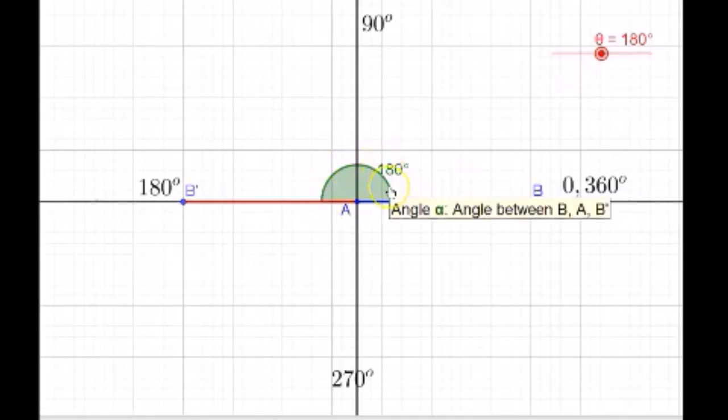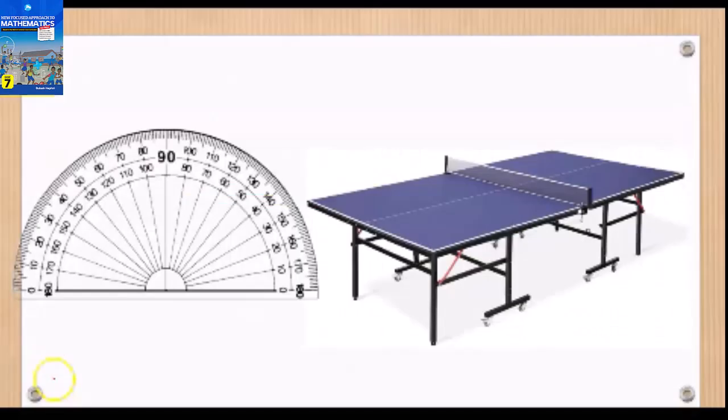That is 180. We have two lines that are meeting, and then it forms a straight line, and the angle between that is 180, and it's called a straight angle. We can see that in real life experience. With our protractor here, you can see that the angle between the baseline and this one is an angle of 180. We have a straight line here, and there's a point of intersection. The other one is also joining, and the two together make a straight line. That makes an angle of 180, which is a straight angle.